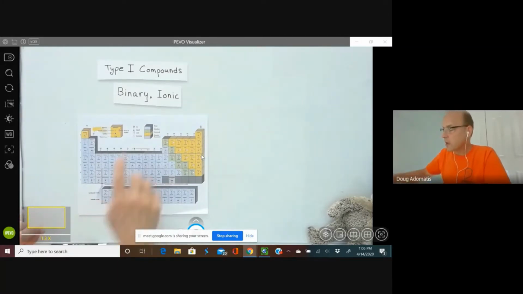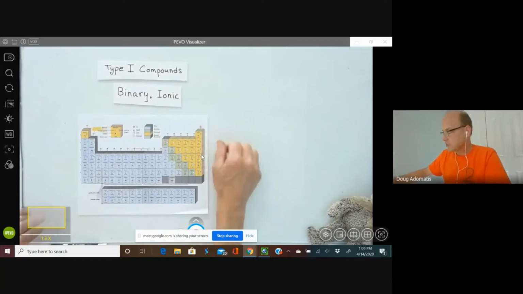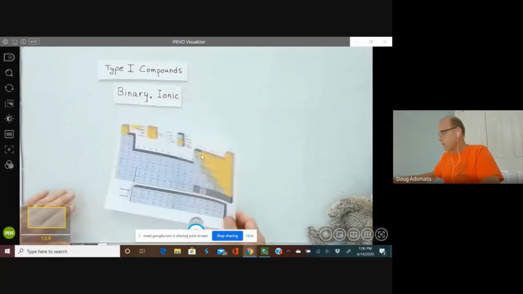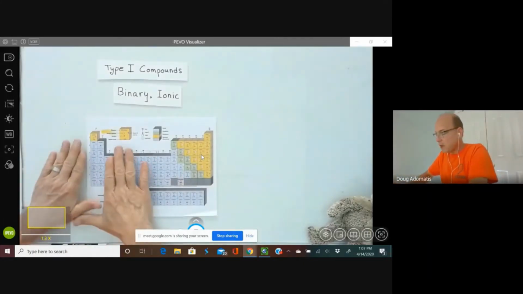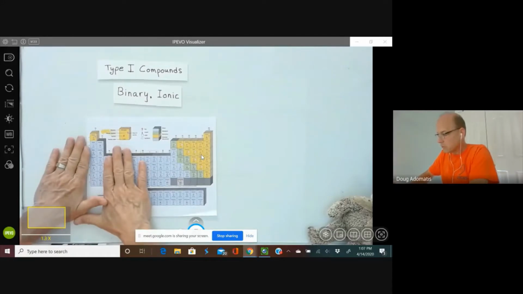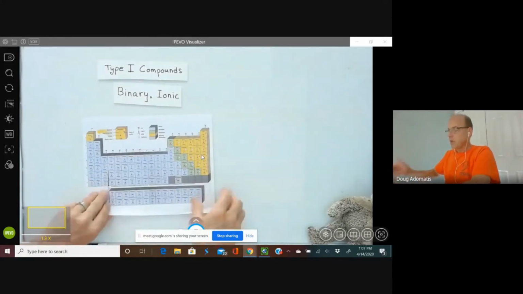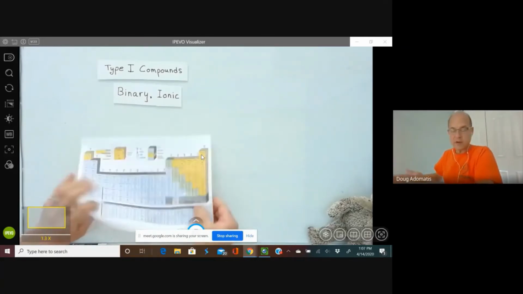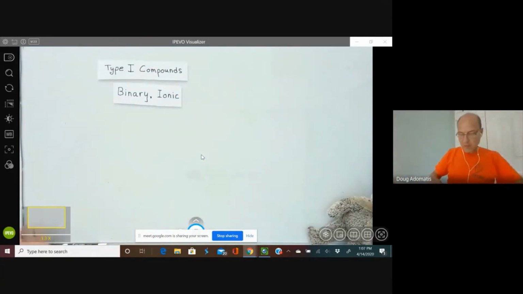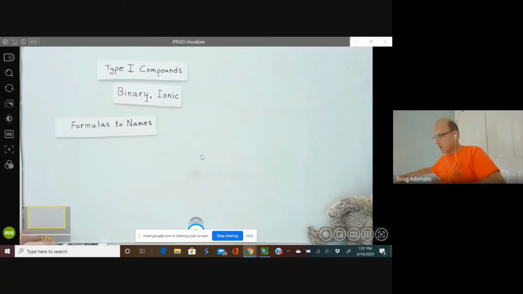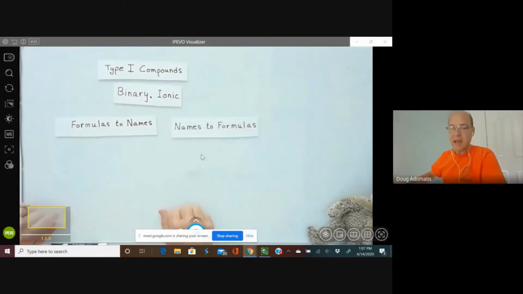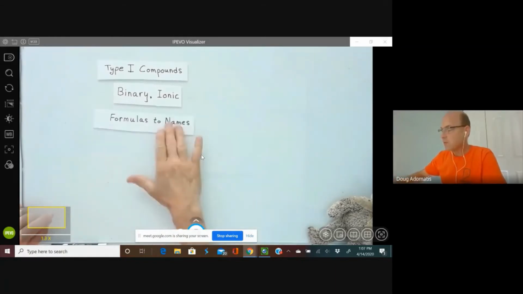All right. So we're going to be talking about binary ionic compounds, and these are type 1 compounds. That means that it's a metal and a non-metal. Specifically, it is a metal from groups 1 and 2 and a non-metal, because we can have some others, but we'll talk about those later. We are going to be talking about writing formulas from the names of binary ionic compounds, and names to formulas for binary ionic compounds. Let's take this one step at a time, with the easiest step being first.